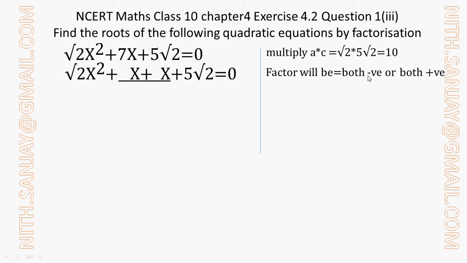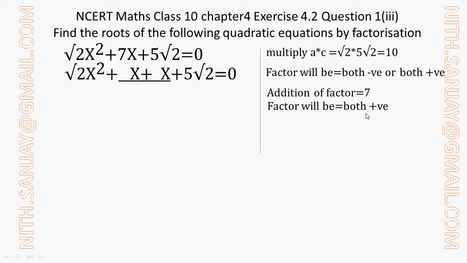Why both negative? Because if I multiply two negative numbers, I will get a positive multiplication, or if I multiply two positive numbers, only then I will get a positive multiplication. The next condition is that the addition of the factors has to be 7. Why 7? From this middle term. So this second condition says that both factors should be positive. From our first condition, it is clear that the factors should be either both positive or both negative. But if I have to get a positive addition from two negatives, this is not possible. I can only get a positive addition from two positive terms. So both my factors will be positive.